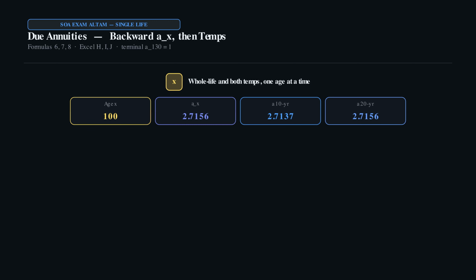As x rises, the whole life annuity falls toward 1. At 60, it is 14.9041. At 80, 8.5484. At 100, 2.7156. The 10-year temp stays near 8 through midlife, then collapses once 10E and the older annuity both shrink. The 20-year temp sits between them until the 20-year look-ahead leaves the sheet.